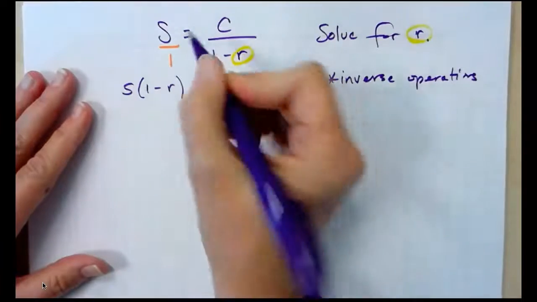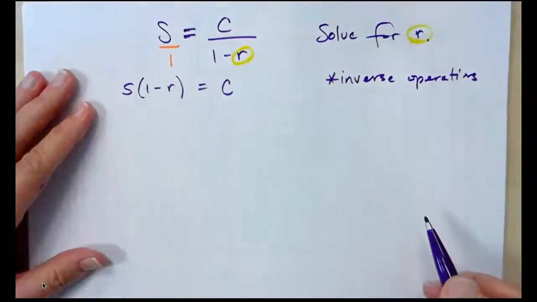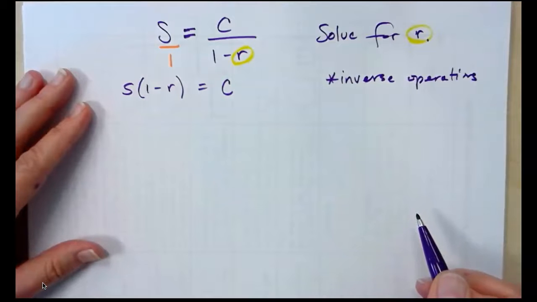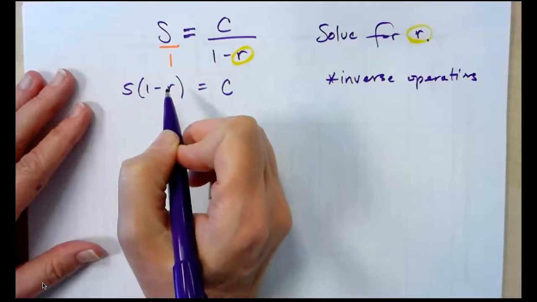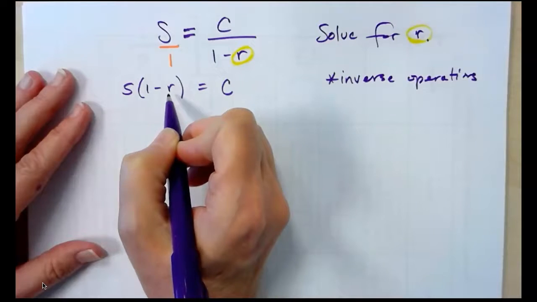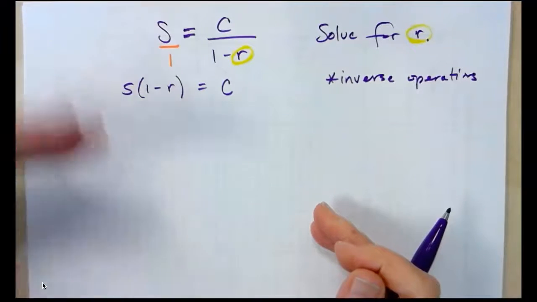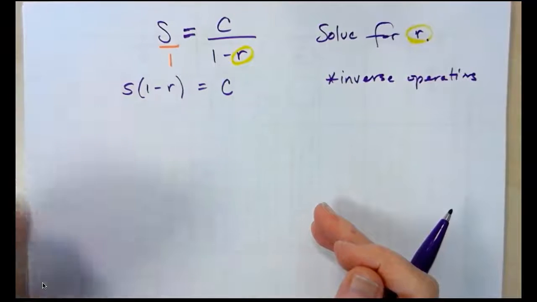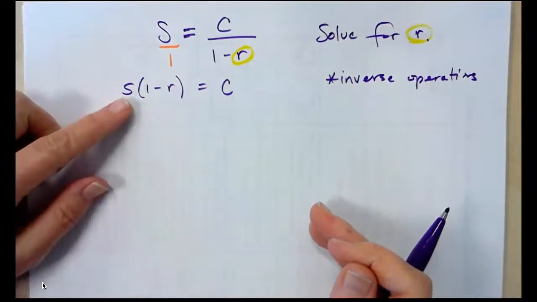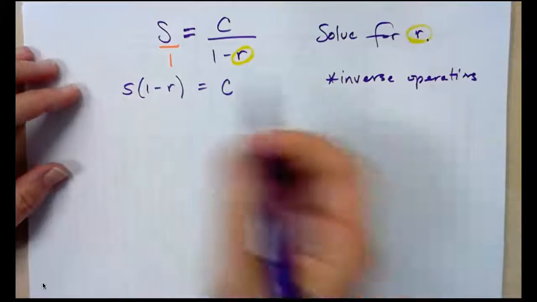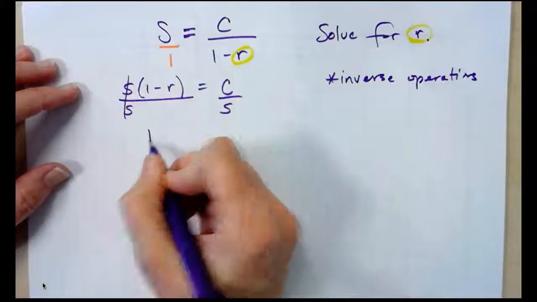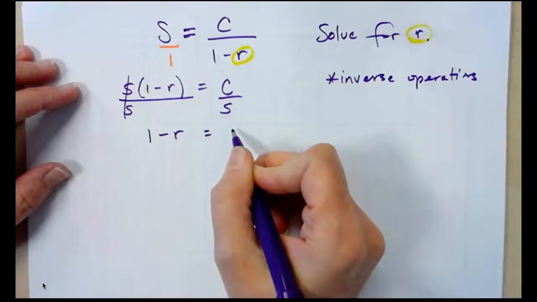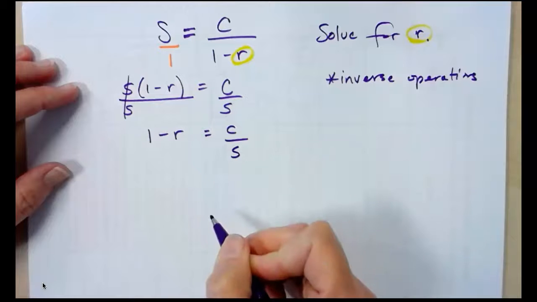When we cross multiply over an equal sign, it allows us to set the cross products equal to each other. So next, remember, we're going after that r. Now that we've raised the r from the denominator up to the numerator, now start undoing what's been done to the r. So first, let's dump the s. And we get 1 minus r equals c over s.